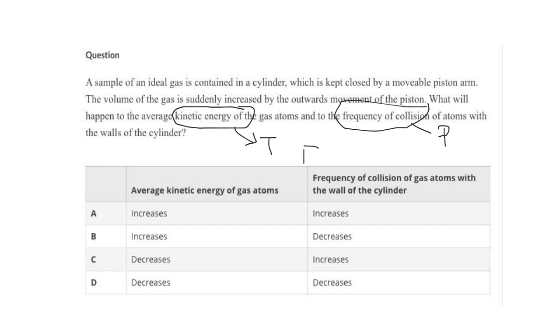So if we think about our relationship, PV equals nRT, what we've done here is we have changed the volume. The volume is increased. So if you increase the volume, have a think about the consequences it will have on pressure and temperature.